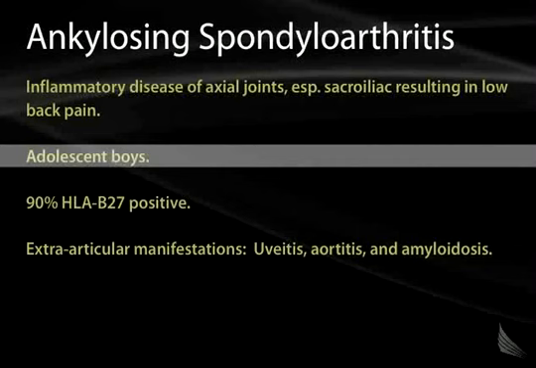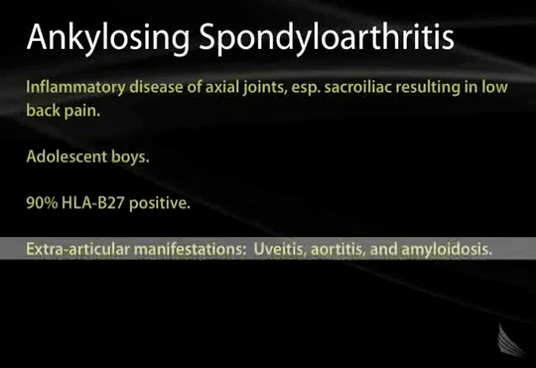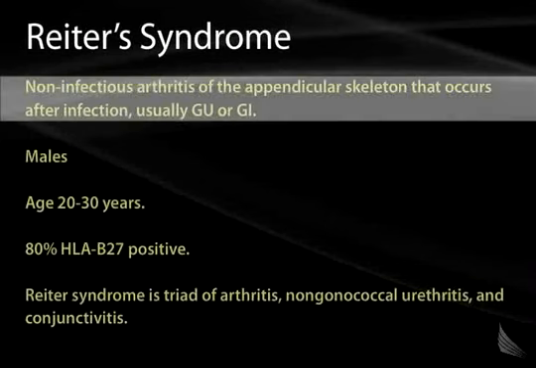Again, similar to rheumatoid arthritis and juvenile rheumatoid arthritis, there can be extra-articular manifestations, including effects on the eye, uveitis, the heart with aortitis, and potentially amyloidosis. Reiter syndrome is an interesting entity, a non-infectious arthritis of the appendicular skeleton that occurs after an infection, usually a non-gonorrheal genitourinary infection, such as an infection with chlamydia, or GI infections.